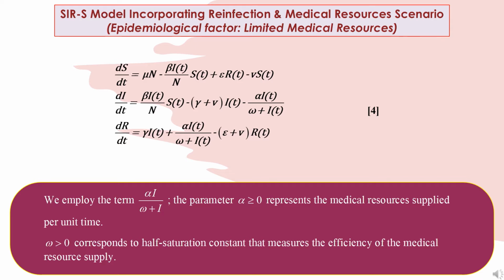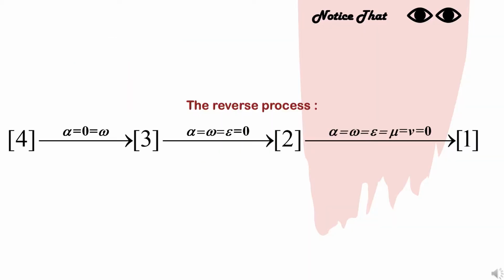The last model extends from the previous SIRS model, where we consider the efficiency of the medical resources supply. In this model, we include the term alpha I over omega plus I, which measures the limited medical resources being distributed. Alpha is the medical resources supply per unit time, I is the infected population, and omega is the efficiency of the medical resources supplied. The lower the value of omega, the higher the efficiency of the medical resources supplied. These are the parameters of the SIRS model incorporating reinfection and medical resources. This is the reverse process that we obtained from model 4 to model 3, model 2 and model 1, which is the basic SIR model.